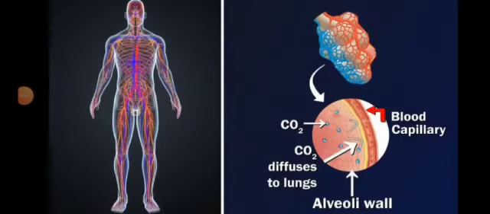Here you can see the carbon dioxide diffuses to the lungs. That means through the blood capillaries, the carbon dioxide which was produced inside the cells diffuses into the alveoli. So as you have seen, in the diffusion of oxygen only oxygen diffuses into the blood capillary, and here only carbon dioxide diffuses through the blood capillaries into the alveoli. So here the carbon dioxide concentration becomes high.